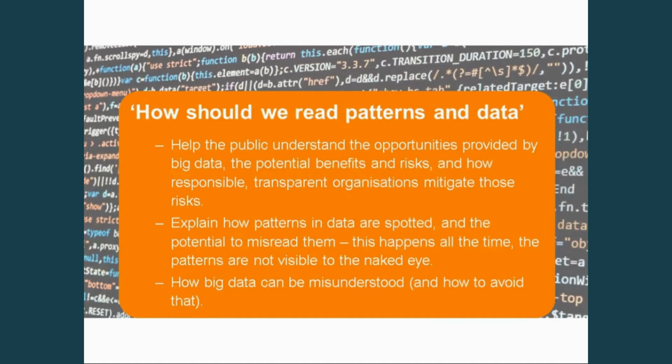So our next big challenge is to equip citizens and journalists to ask the right questions, to read and scrutinize patterns in data. By developing public materials on how to read data, it will help people understand the opportunities, the benefits, and the risks of big data and pattern spotting, and how responsible organizations address them. We want to succeed in helping the public to understand the opportunities provided by big data, the potential benefits and risks, and how responsible, transparent organizations mitigate those risks. Contact me if you can help with this.